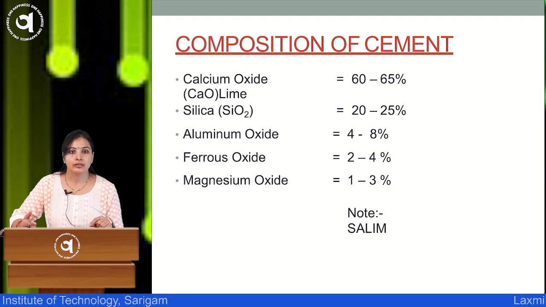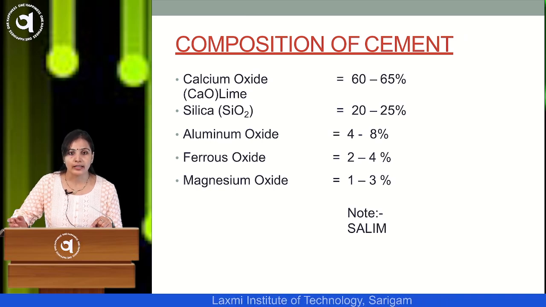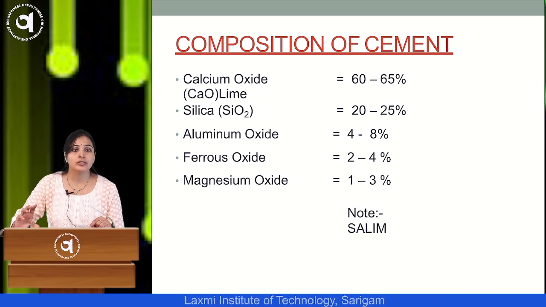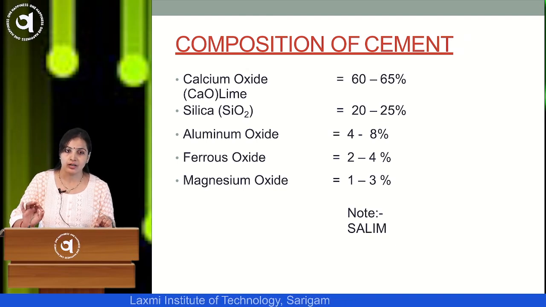S for silica, that is SiO2 chemical formula. We have 20-25% in cement. A for aluminum oxide, it is 4 to 8% in cement. Then L for lime, that is calcium oxide. It has the maximum proportion in cement, that is 60-65%. And I is nothing but iron oxide or ferric oxide, 2 to 4%, and magnesium oxide, that is 1 to 3%. So this composition you should always remember by the name SALIM. It's good to remember.